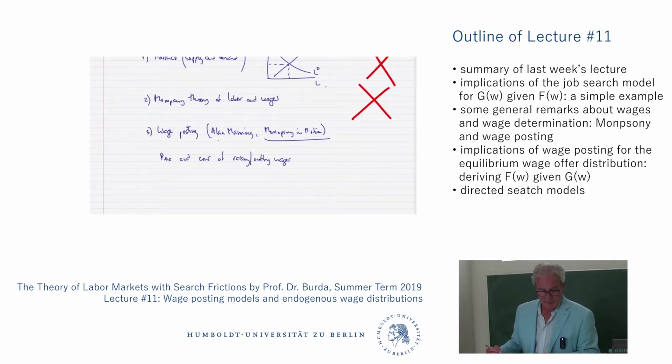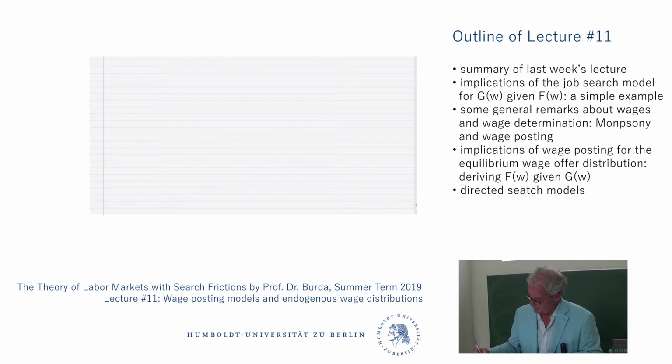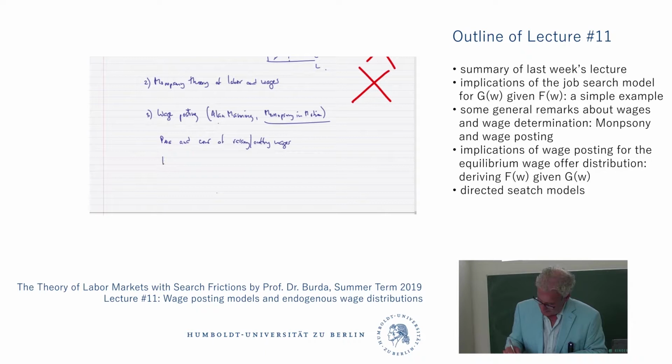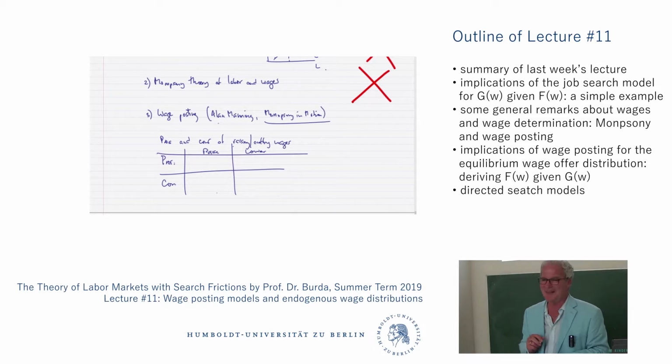Okay, so let's take a really simple example, and this is also in the reading. Let me just write this down. Pros and cons. Raise wages, lower wages. This is how we do this in Betriebswirtschaftslehre. We have a 2x2 table. If you raise your wage, you have less turnover.